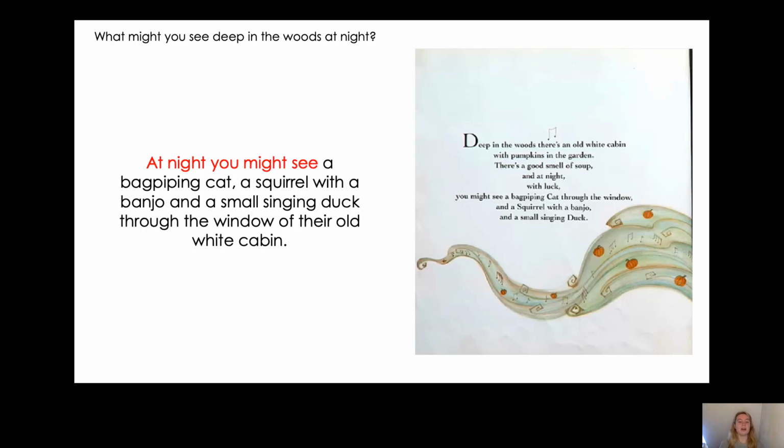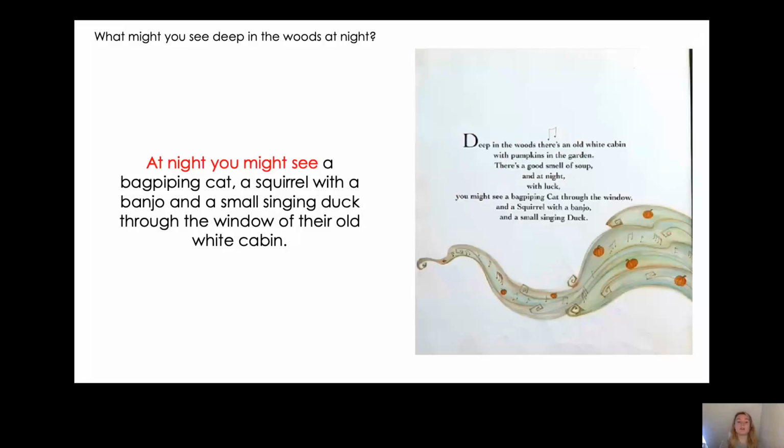I've put at night you might see. So there you go. There's my sentence opener. It introduces my answer, and that makes sure that I extend my answer and don't just write the facts. It's a full sentence. So at night you might see a bagpiping cat, a squirrel with a banjo, and a small singing duck through the window of their old white cabin.